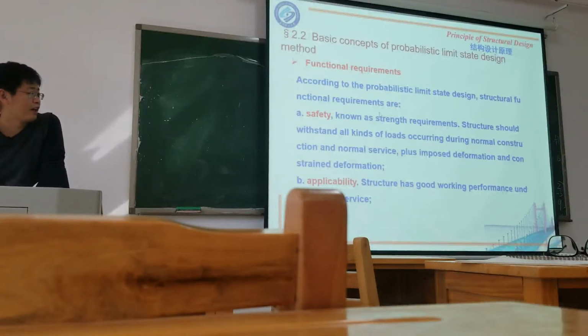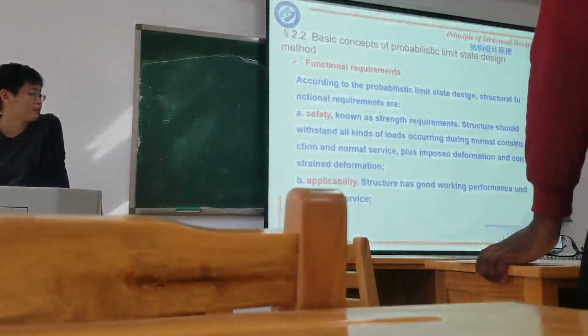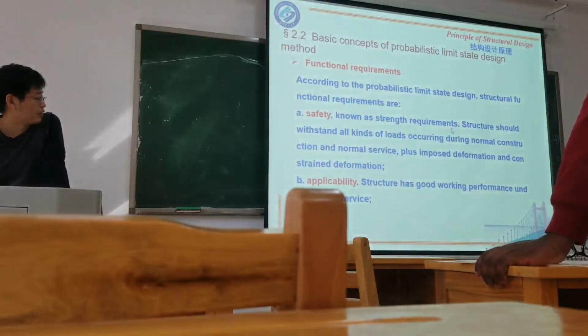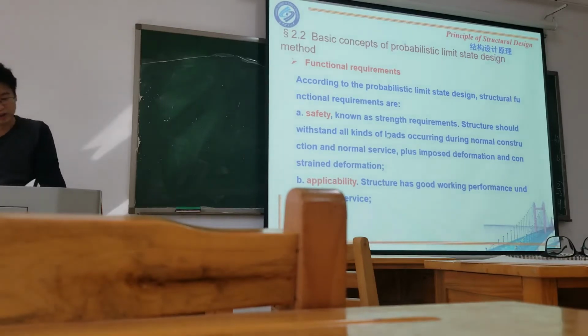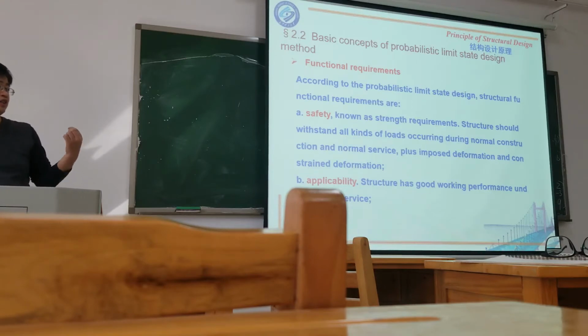Of course, when we design any structure, the first thing is to keep safety, the strength requirement. The structure should withstand all kinds of load occurring during the normal construction and the normal service, plus imposed deformation and constrained deformation. This means your structure should be strong enough to resist all the load it may meet, all kinds of load during the normal construction and the service, plus imposed deformation and constrained deformation. That's the first requirement, safety.